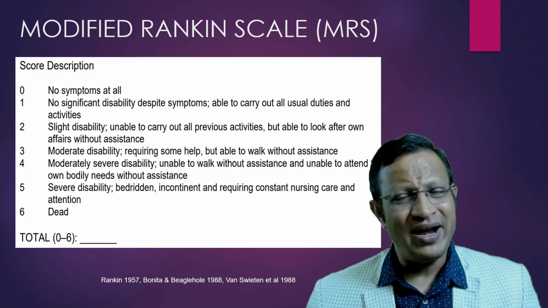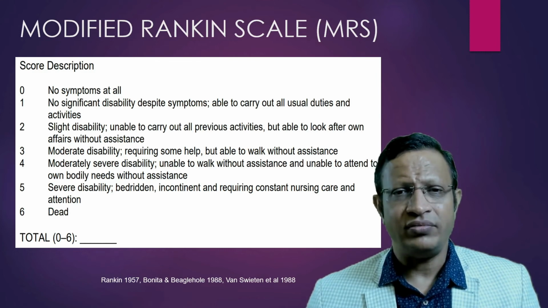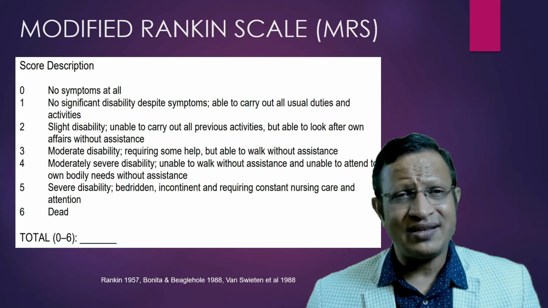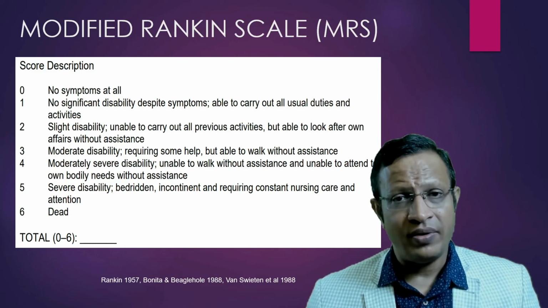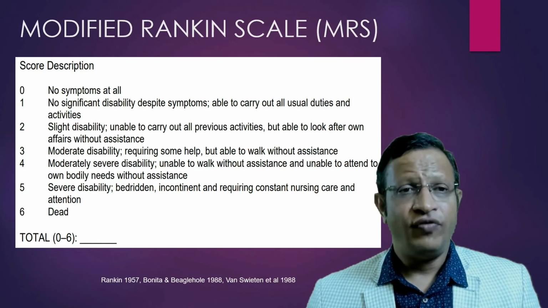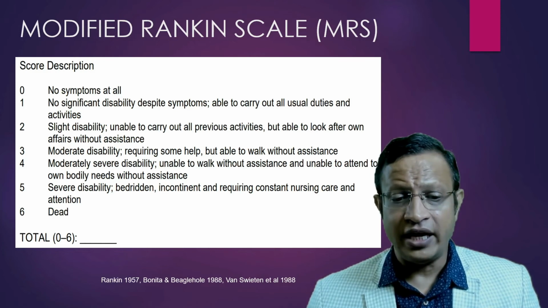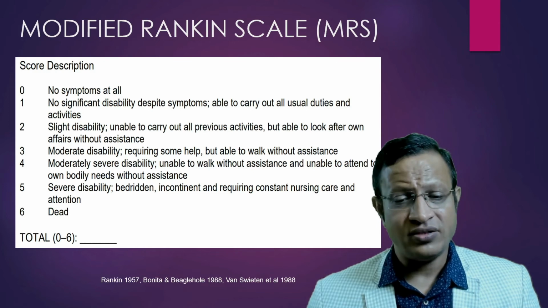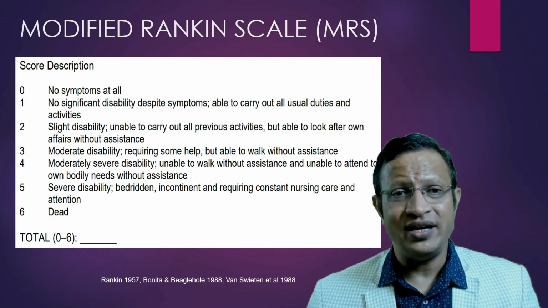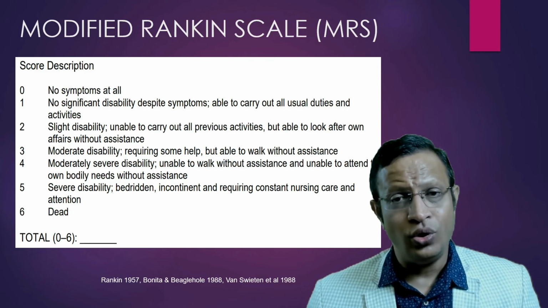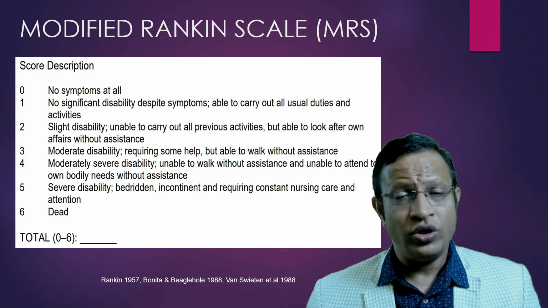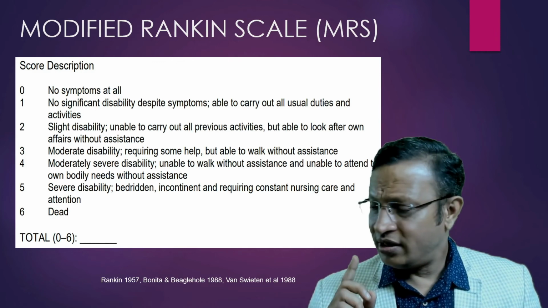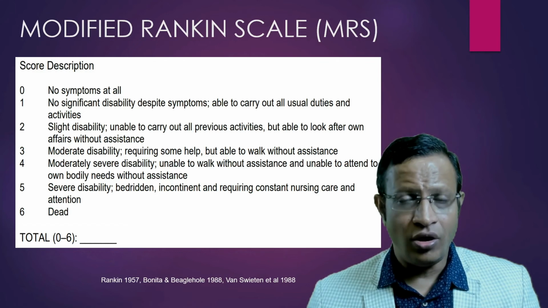1 is mild symptoms, but it is not coming in the way of daily duties. Second one is slight disability. Third one is moderate disability, requiring some help from the family member. 4 is moderate severe disability, unable to walk without assistance, and also unable to attend own bodily needs without assistance. 5 is severely disabled, that means somebody has to do for him, somebody has to help him in ADL. And 6 is dead. So depending upon the scoring, you can say the patient is improving or not improving.